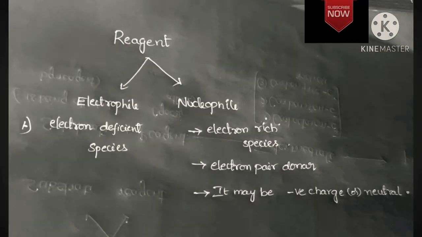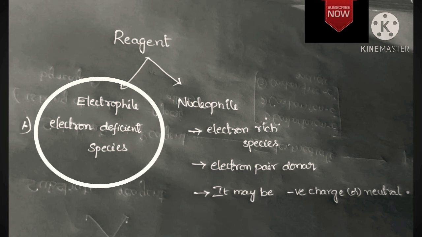The reagent is of two types: electrophile and nucleophile. What are electrophile and nucleophile? The electrophile is nothing but an electron deficient species. The term deficient means lack. So the electrophile is an electron deficient species, that means it has a less than complete octet.